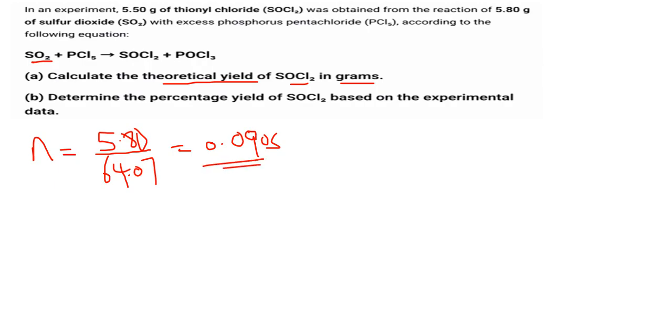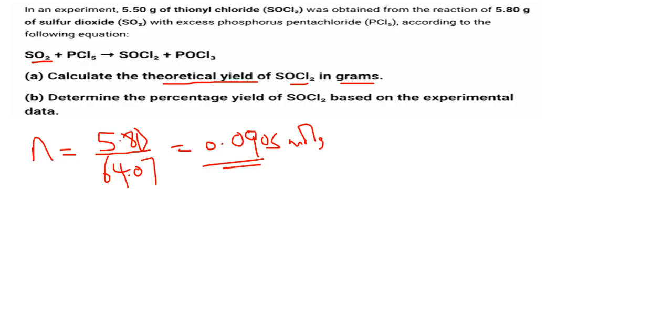So moles of sulfur dioxide is equal to the mass of sulfur dioxide, which is 5.8, divided by the molar mass of sulfur dioxide. What is the molar mass of sulfur dioxide? From the periodic table you find approximately 64.07. So let's find the moles here. We punch this value into our calculators, and it's giving me 0.0905. This is the moles of sulfur dioxide.